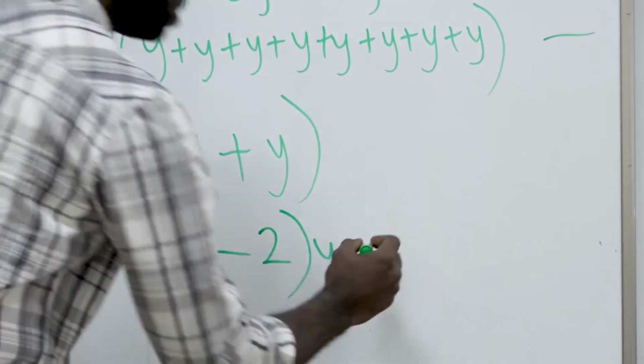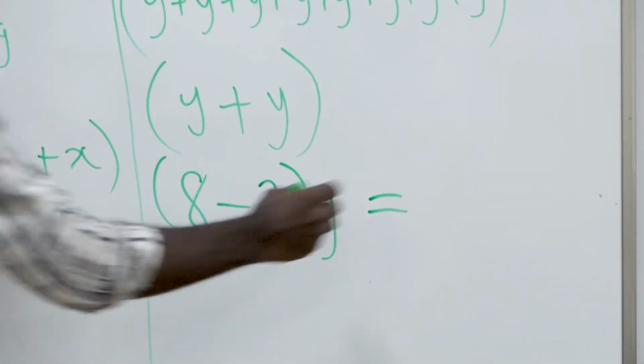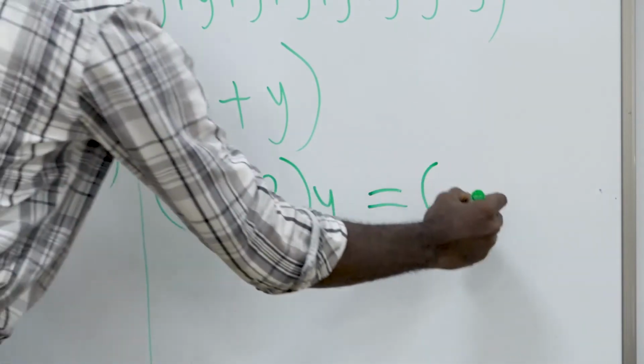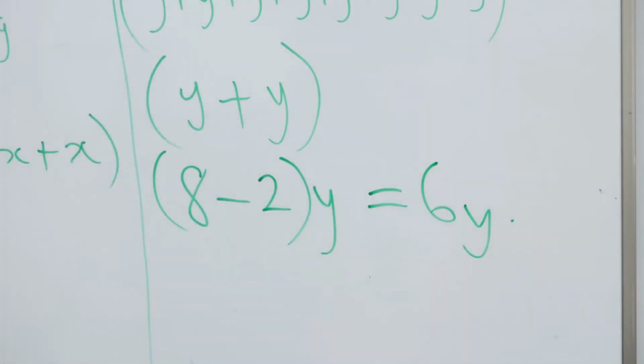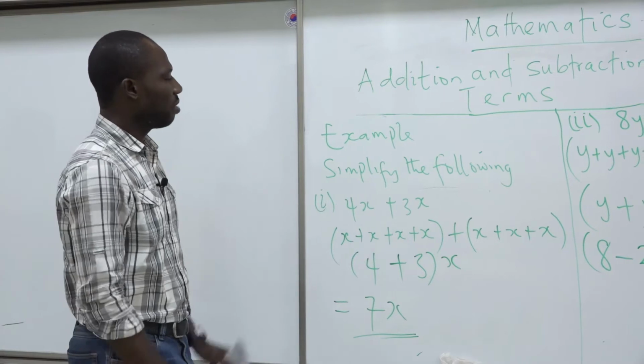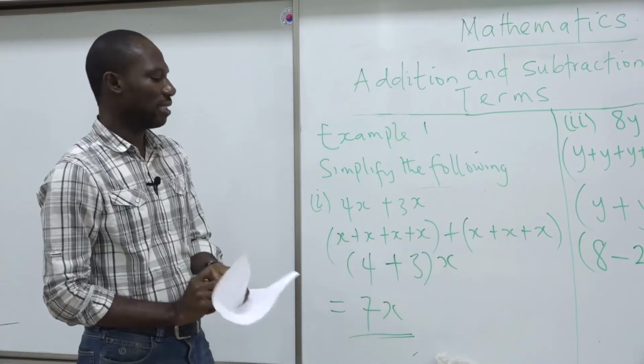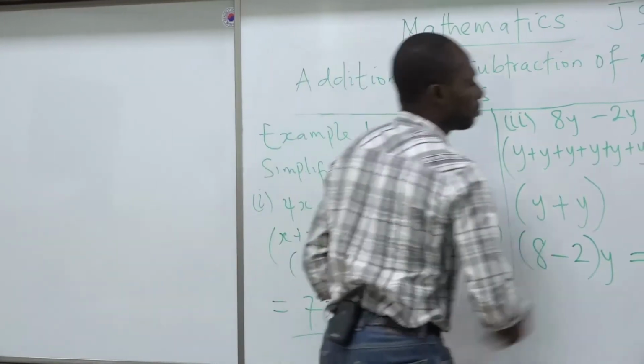So if we do this, 8 minus 2 will give us 6. And then our y will give us y here. So that's the answer for that. So we can move on now to example 2. This is our example 1. So we want to proceed to example 2 quickly.